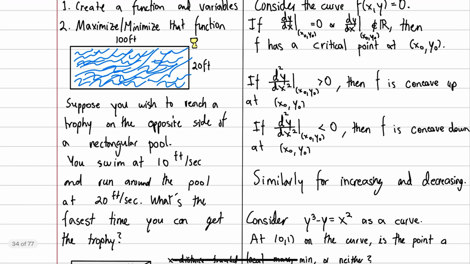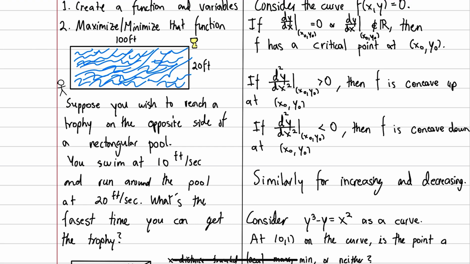So let me break down this problem quickly. We have a rectangular swimming pool, 100 by 20, and we start over here. This is us. And we want to get to the opposite side where a trophy is. We swim at 10 feet per second, but we run around the pool at 20 feet per second. What's the fastest time we can get to the trophy?